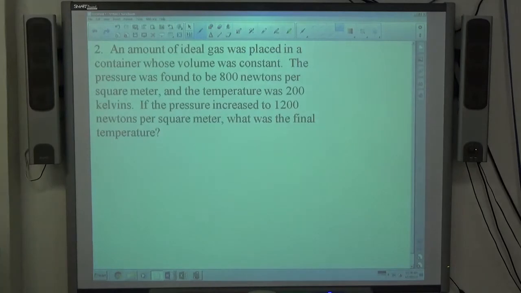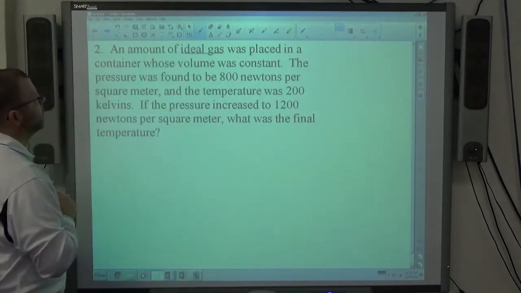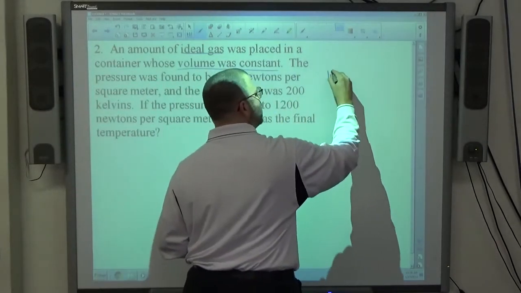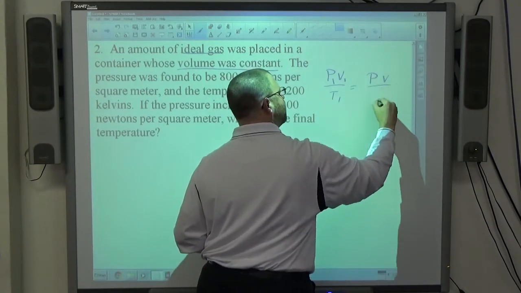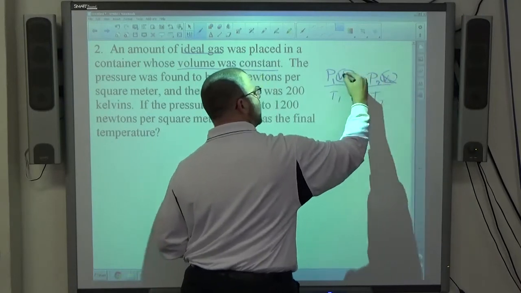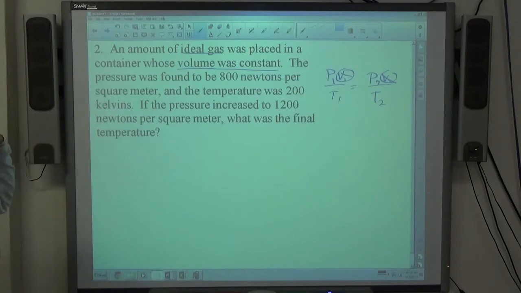Example, or problem 2, an amount of ideal gas. As soon as I see the words ideal gas, I know it's that type of problem. It says volume was a constant, so typically it's PV over T equals PV over T. Volume is held constant, which means that they can be thrown out. So initial pressure over temperature equals final pressure over temperature.